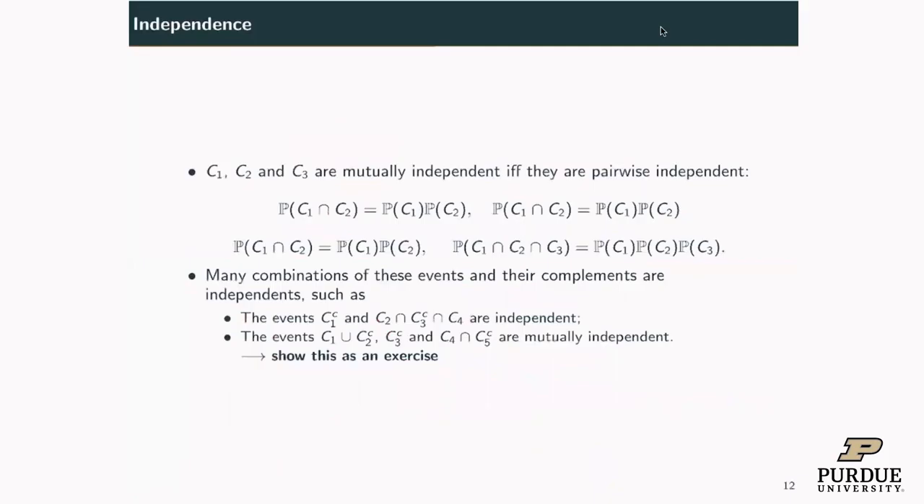Now, C1, C2, C3 are mutually independent if and only if they are pairwise independent, and this last condition also holds. If we have 3 events or 4 events, we can discuss mutual independence. They are pairwise independent, and also we have this fourth condition: the probability of C1 intersection C2 intersection C3 is equal to the product of the marginal probabilities.